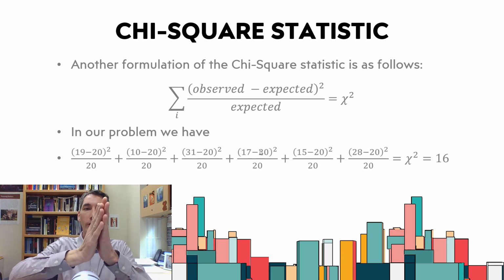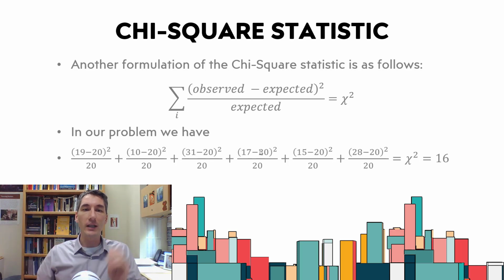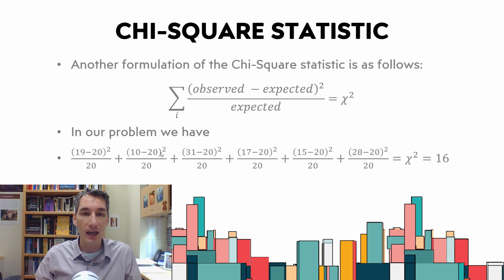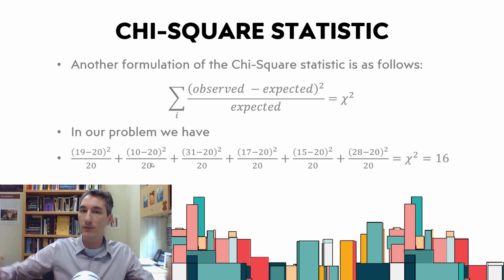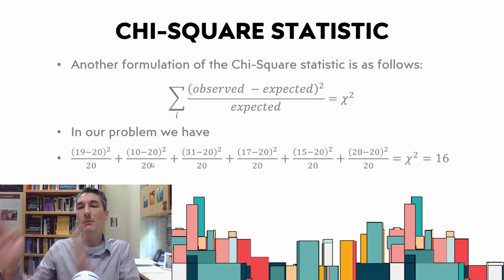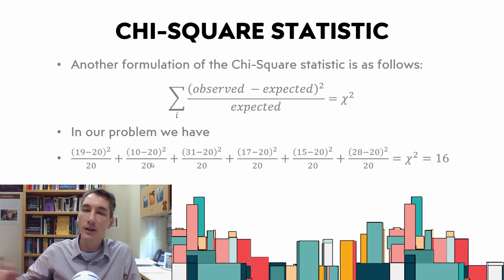The further away those numbers get from 20, like this 10 minus 20, that's 10 away. That gives you 100. 100 divided by 20 is 5. That gives you a 5 right here. So the key to the statistic is when numbers are far away from what's expected, that contributes to a bigger chi-squared. So bigger chi-squared is going to be more evidence.